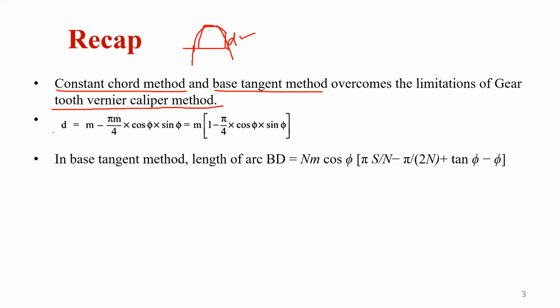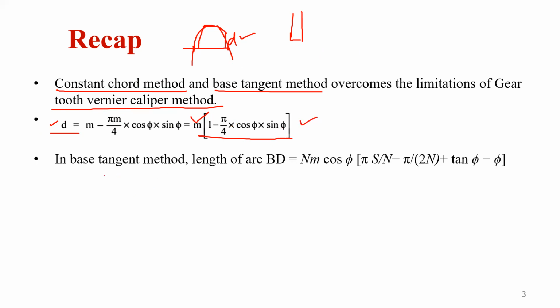In the constant chord method, the D value is calculated theoretically by using this formula: m into (1 minus pi by 4 cos phi) into sin phi. So this depends only on the module of the gear, not on the number of teeth on the gear. So by setting this D value on the vertical vernier scale, we can use the gear tooth caliper for measuring the width of the teeth for any number of gears. So that is the advantage of the constant chord method.